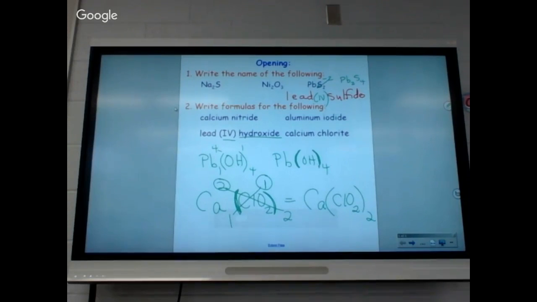If you have one that says perchlorate, it's going to have one more oxygen than the chlorate, so it's ClO4. If I was teaching a second level of chemistry, you would have to know how to do that. But it's not part of our curriculum, so I won't teach you hypochlorite, chlorite, chlorate, and perchlorate, and how to figure out how many oxygens there are. You don't have to know that first year.